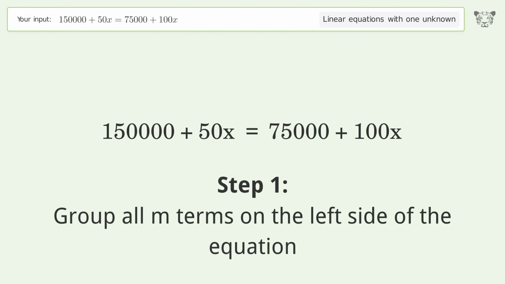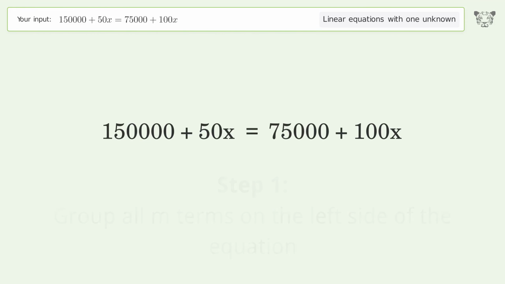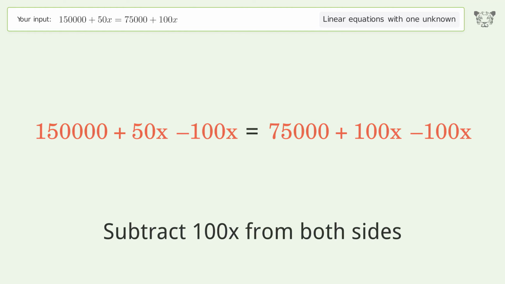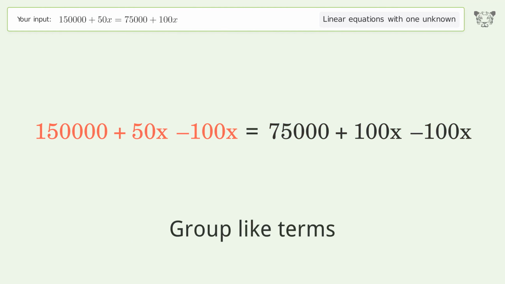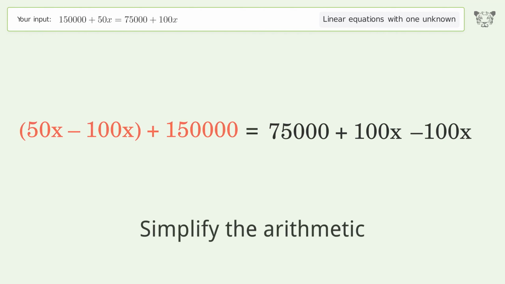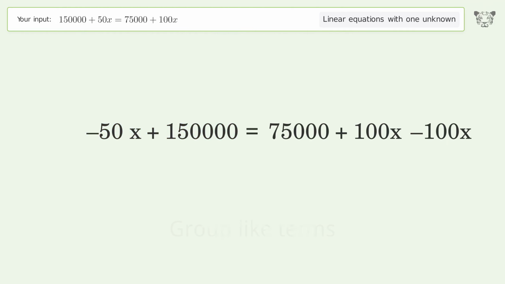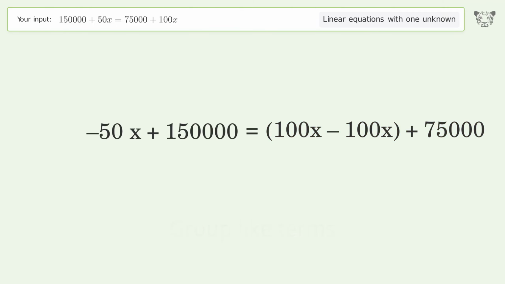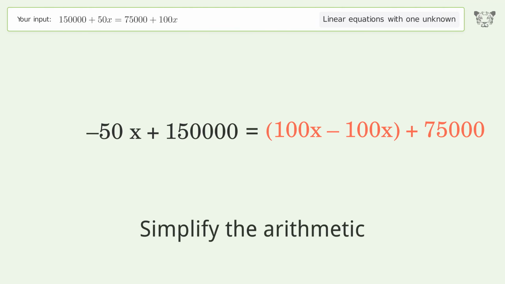Group all m terms on the left side of the equation. Subtract 100x from both sides. Group like terms. Simplify the arithmetic. Group like terms. Simplify the arithmetic.